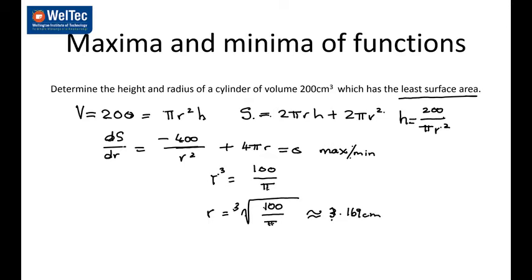We need to find h. Well, that's easy. We can put it back into the statement that we've got for h. We just put in 3.169. Actually, we should put in the cube root of 100 over pi to keep it accurate, and then we'll find that h is equal to 6.339.